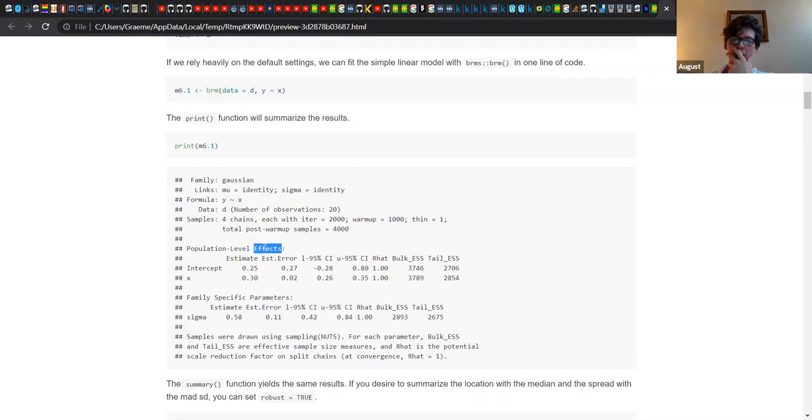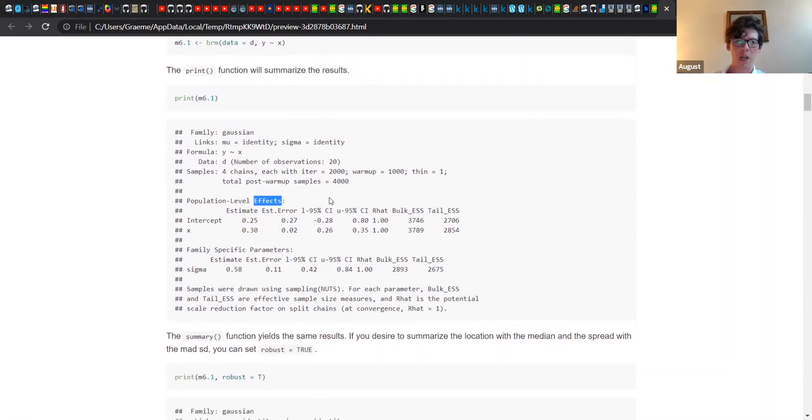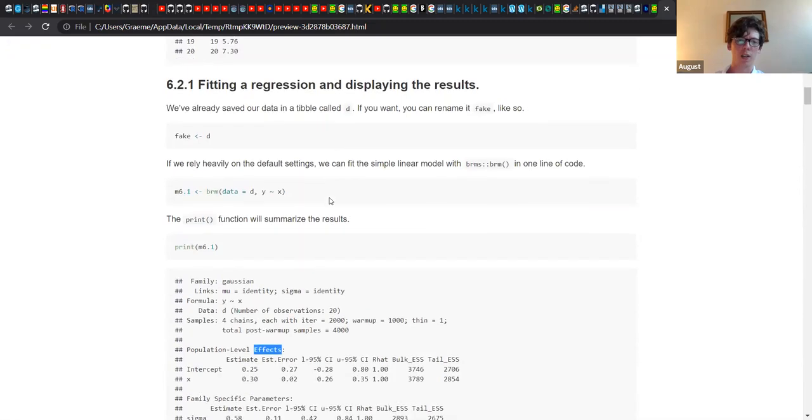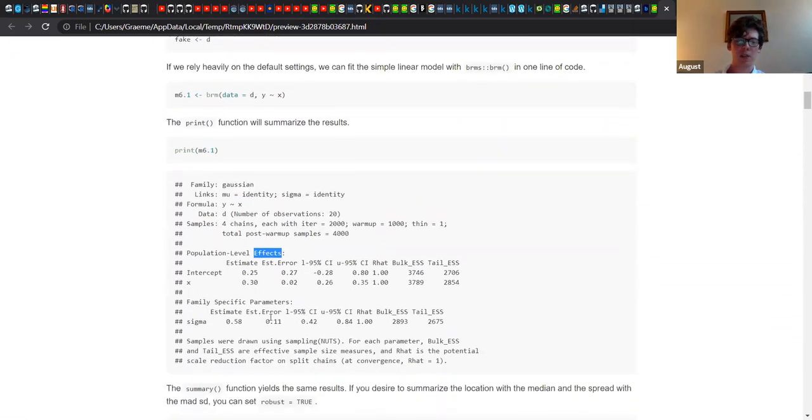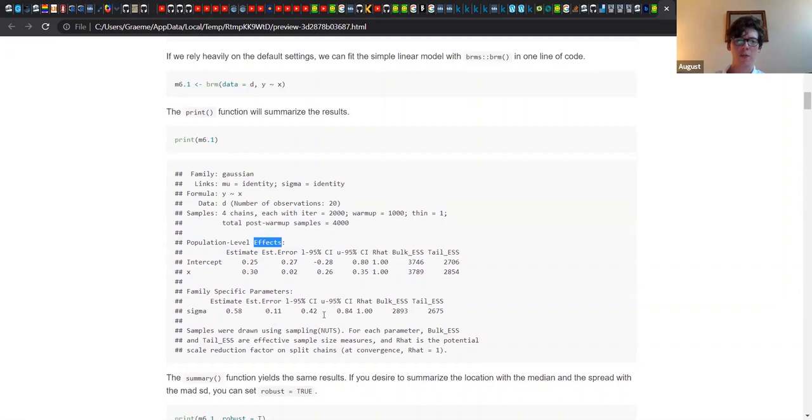Interesting, that bit about effects, because if you go through the book, one of the things it talks about is not to use the term effects. We'll get to that in a second, actually. But anyway, this is pretty close to what we've got in our parameters up here, because these are the true parameters, and it's basically given us pretty similar values, well within our confidence intervals, if you see.